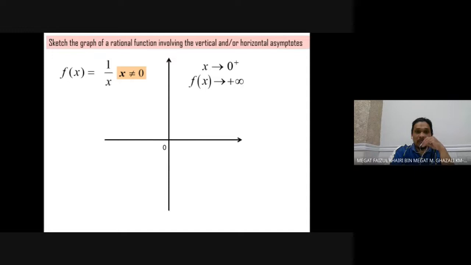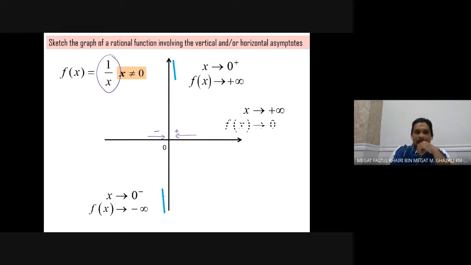So we combine both vertical and horizontal asymptote for the example we recalled, 1 over x, just now. When x approaches 0 from the left side and when x approaches 0 from the right side, then f(x) approaches positive infinity. The graph is what we call moving up and the graph sliding down.